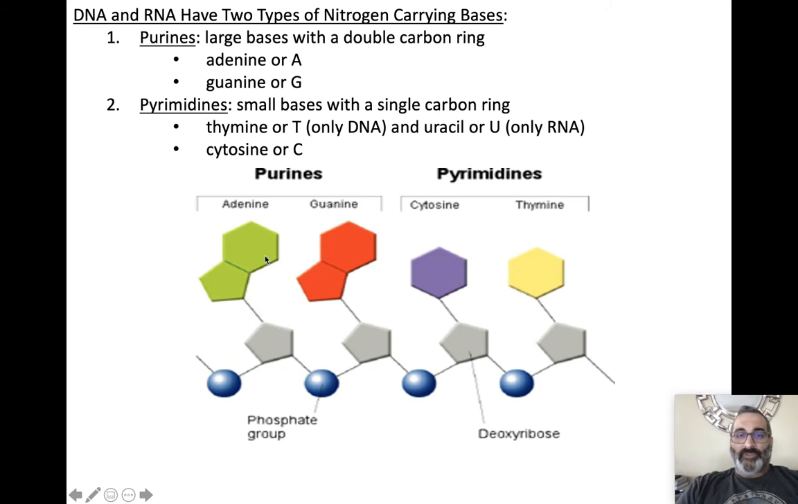A's and G's cannot connect to each other, and C's and T's can never connect to each other. So you always have a purine connecting to a pyrimidine, specifically an A to a T and a G to a C. Uracil is not shown here, but uracil is a pyrimidine and it replaces the T. So uracil is smaller in size, like thymine. Thymine is a pyrimidine, and uracil is a pyrimidine, but uracil is in RNA and thymine is in DNA.